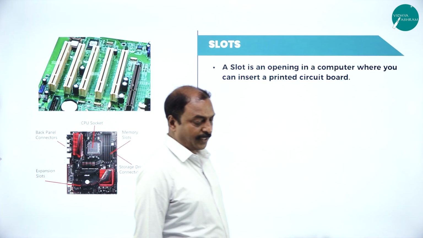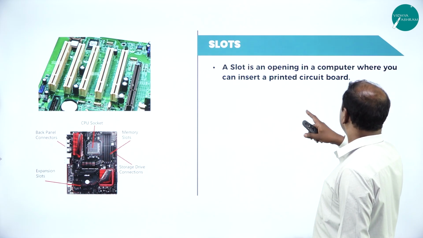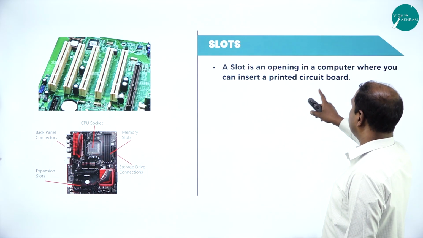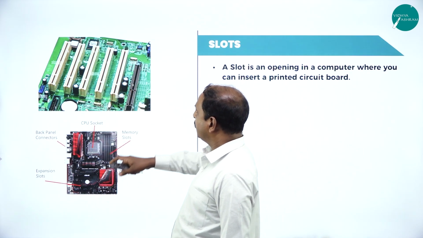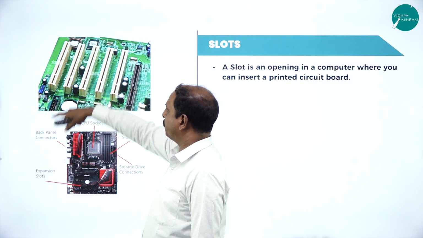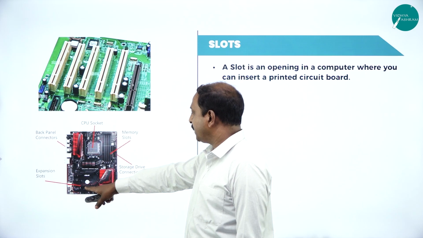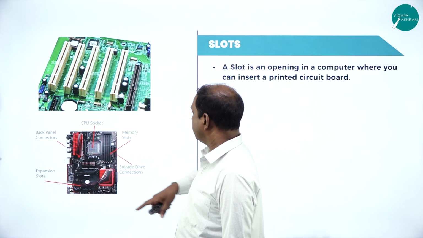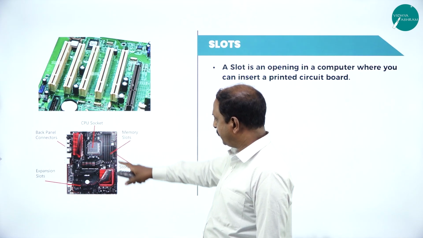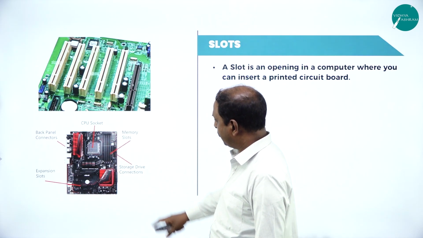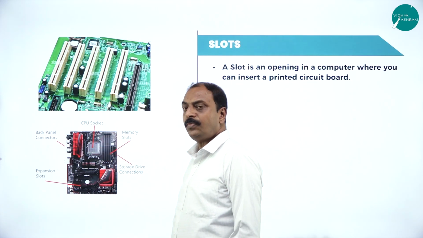Now let us start with slots. A slot is an opening in a computer system where we can insert a PCB, or printed circuit board. Now we can see the diagram here. These are examples of different types of slots. In this example, you can see expansion slots, and these are called memory slots. These are the memory slots where we are going to insert RAM or a RAM chip. And these are storage device connectors. These are all different types of slots.